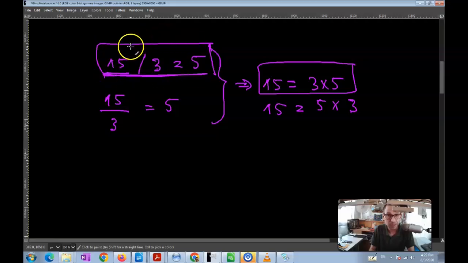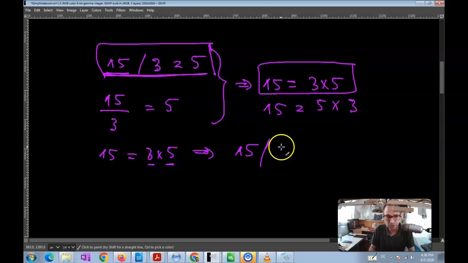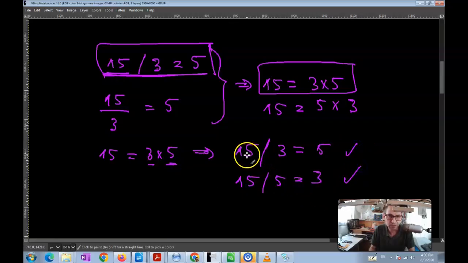Essentially this expression has been written in the form of division. The same expression you can write in the form of a multiplication, right? And the inverse of this is also true, meaning that when you have 15 is equal to 3 times 5, then from this you can conclude that 15 divided by any of these numbers, for example divided by 3, is the other number, which is 5. Or 15 divided by 5 is equal to 3. Both would be correct statements, right?